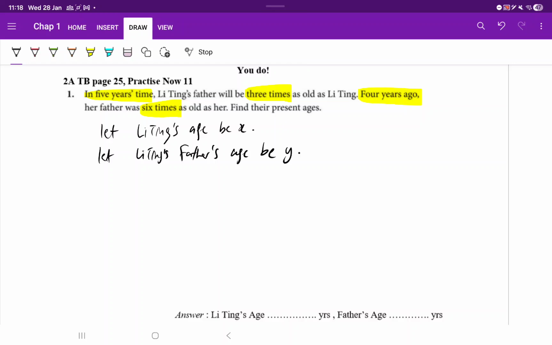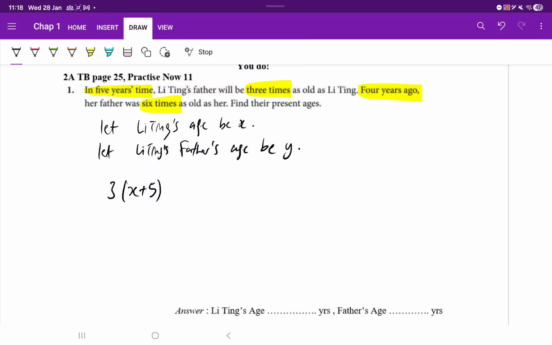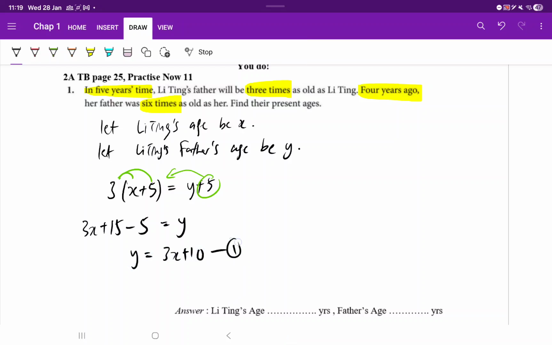These are understood. Let's write the first equation. 5 years' time. So x plus 5 is Li Ting's age. We know that the father is going to be 3 times as old. So then I'm going to multiply by 3. Then this will be equal to Li Ting's father's age, right? So that will be y plus 5. No need bracket, I guess. Like I said, this one is not simplified. So maybe we simplify first, then we can sub later. So let's do expansion. And then at the same time, the minus 5 can bring over. Okay? So 3x plus 15 minus 5 is y. I can now write down that y is 3x plus 10. Equation 1.